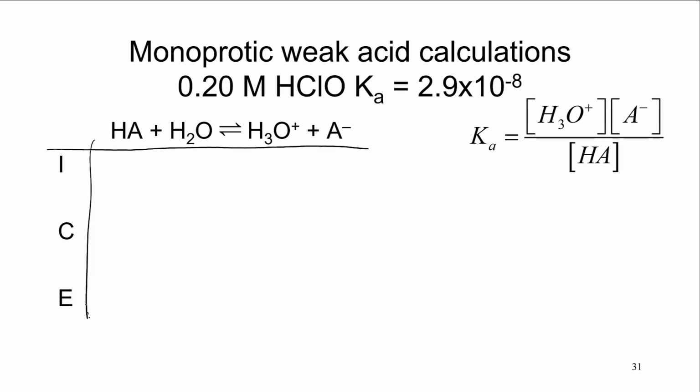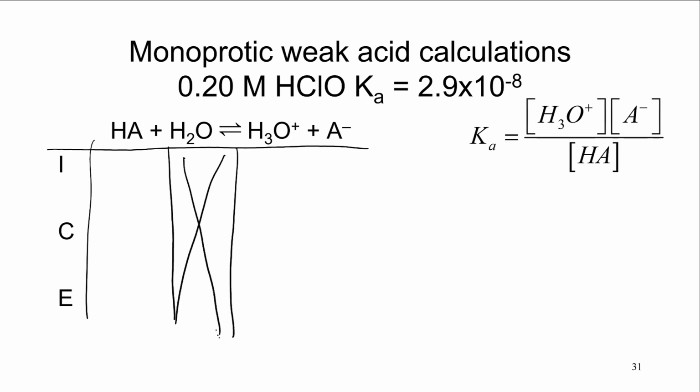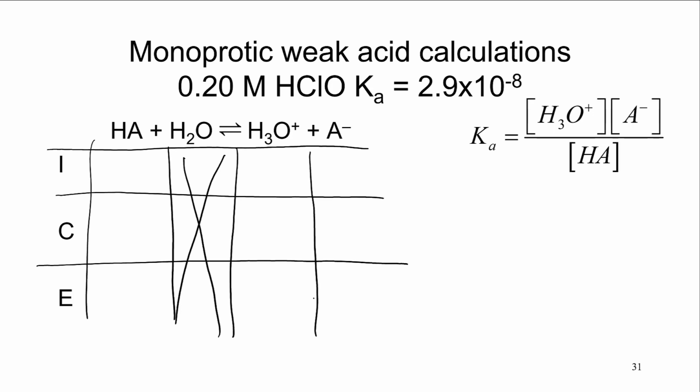And so, draw your lines like this. And then I'm just going to X out this whole column because that's water, right? So I don't want to get confused and be putting things in there. And I'll put a line between the acid and the hydronium and the conjugate base. And then the only number I'm given is the 0.20 molar. So I'm going to just drop that in here.